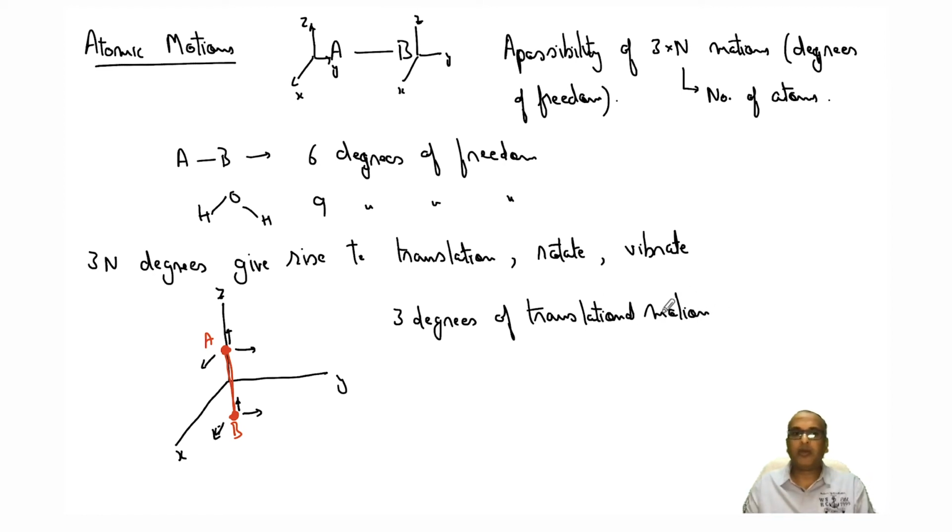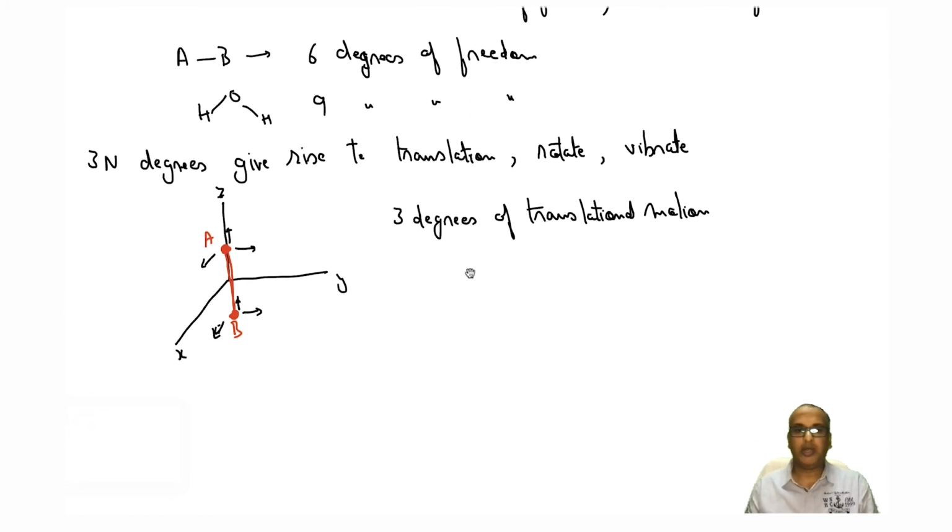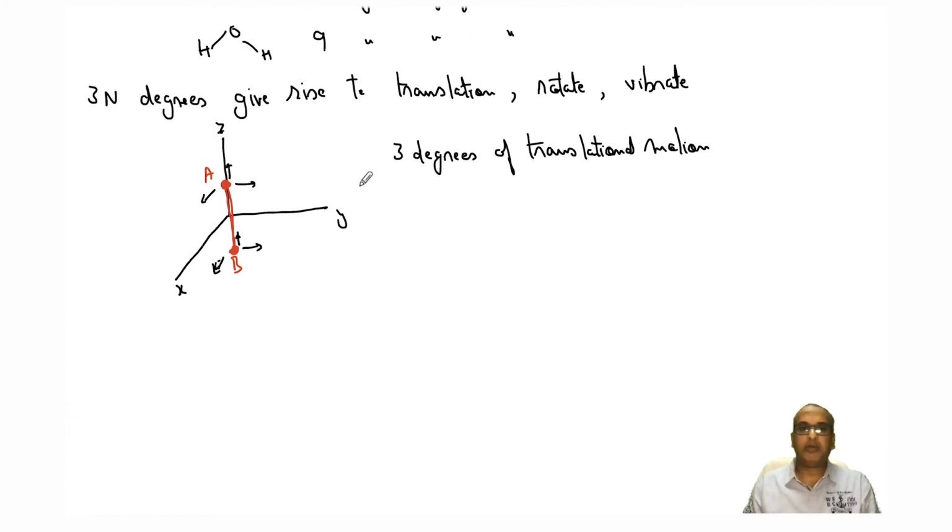Now, it is possible for any given molecule. I'm just taking the example of a diatomic molecule, but any given molecule should be able to do this type of motion, where all the atoms are either moving in the x direction, y direction, or z direction, or if it is moving in any random direction, you can still get the projections onto the x-axis, y-axis, and z-axis. So every molecule must possess 3 translational degrees of freedom, right? Or 3 degrees of translational motion. Either way you can explain.